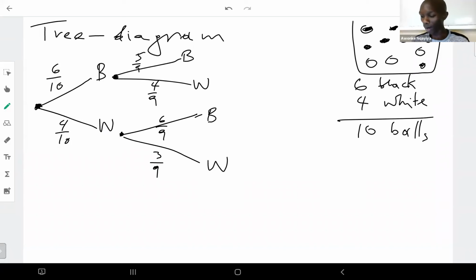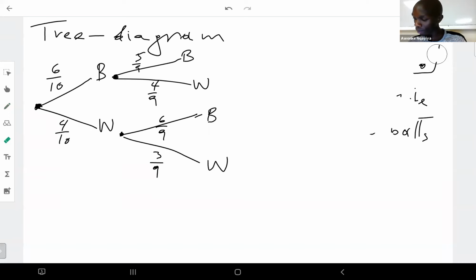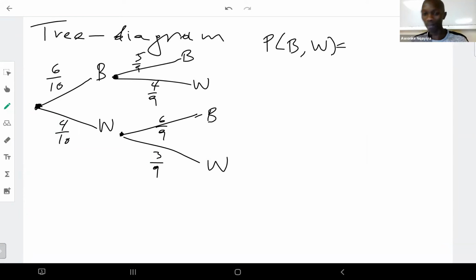So the question that might pop up is: what is the probability that at first you took a black ball and then the black ball was followed by a white ball? Remember, the order in this case is very important. The question said, at first you took out a black ball, and then that black ball was followed by a white ball. So it's black followed by white. The question is, what is the probability that the first ball that you took is black and this black ball is followed by white?